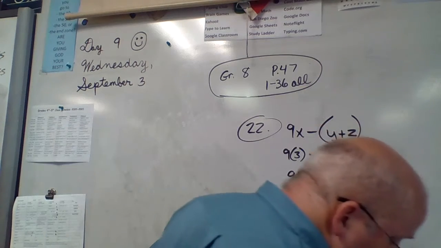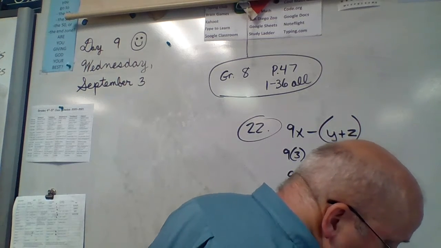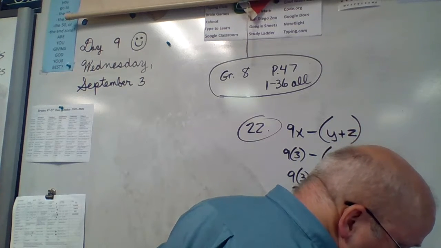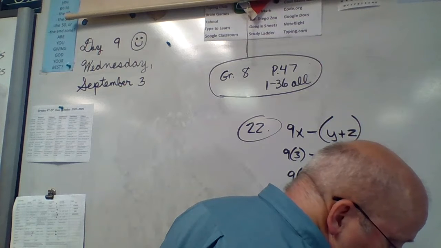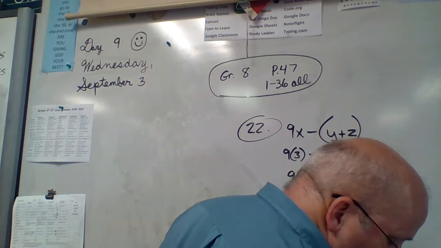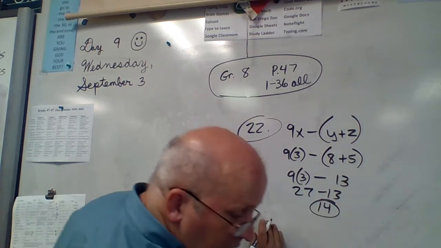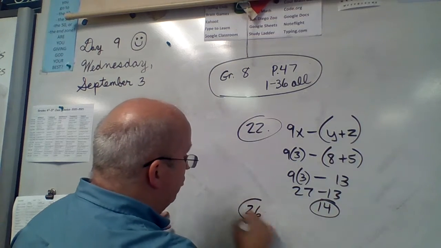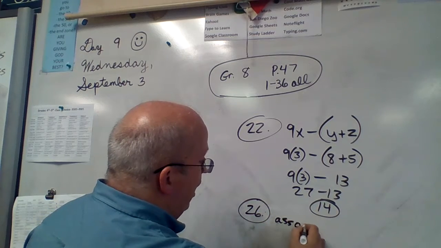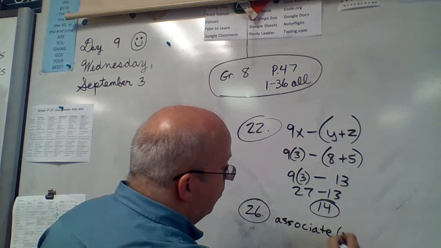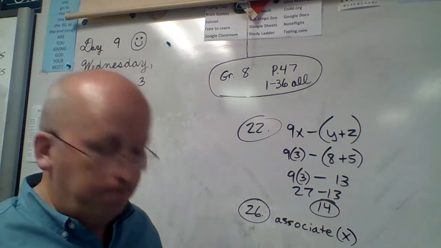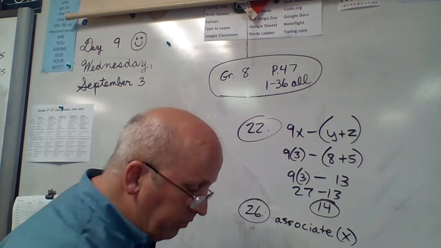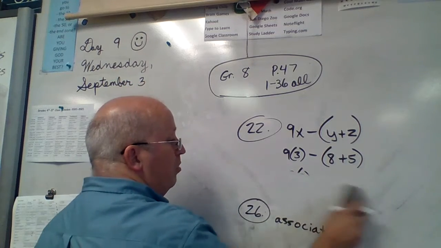Going to move on to 23 through 26. We need to name the property. I'm going to do 26. It's pretty easy. They're grouping the x and the 8 on one side and the 8 and the 2 on the other side. To me, that's a classic case of the associative property. And it's the associative property of multiplication because they're multiplying there. So there's 26.